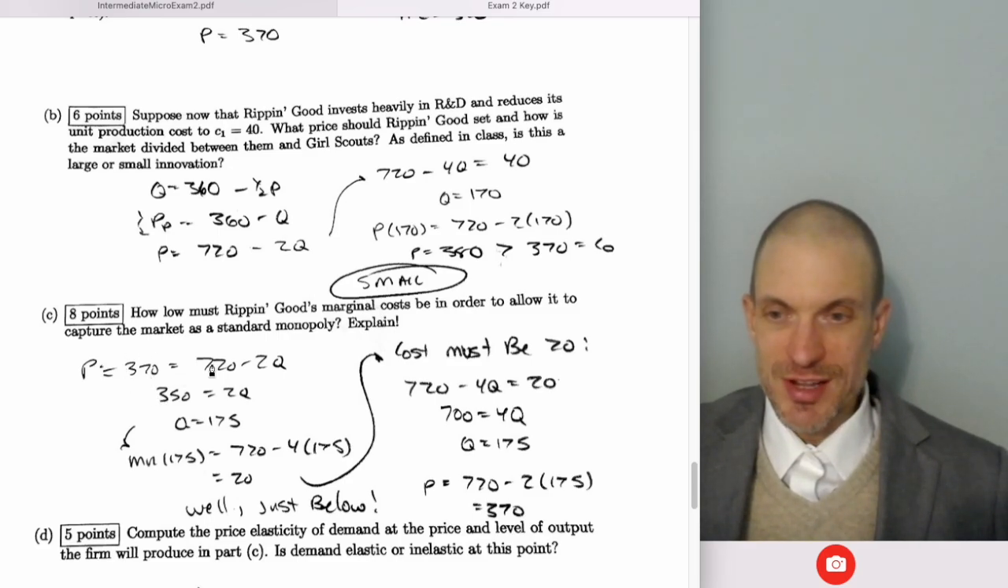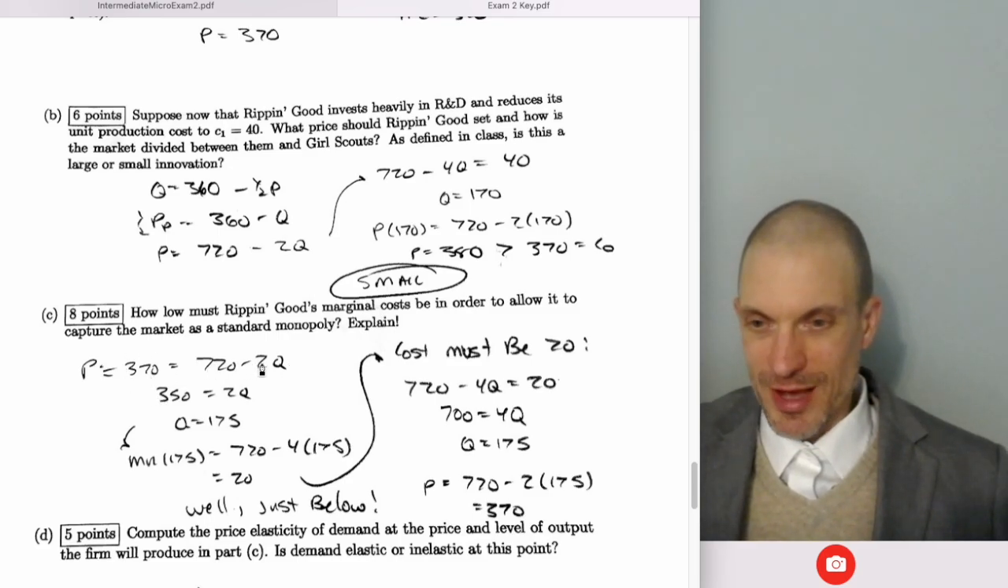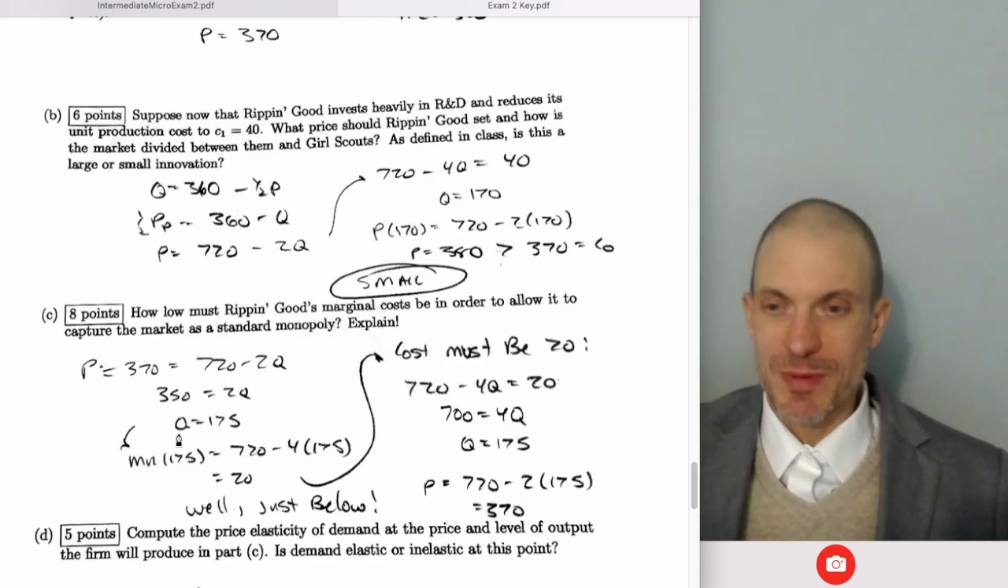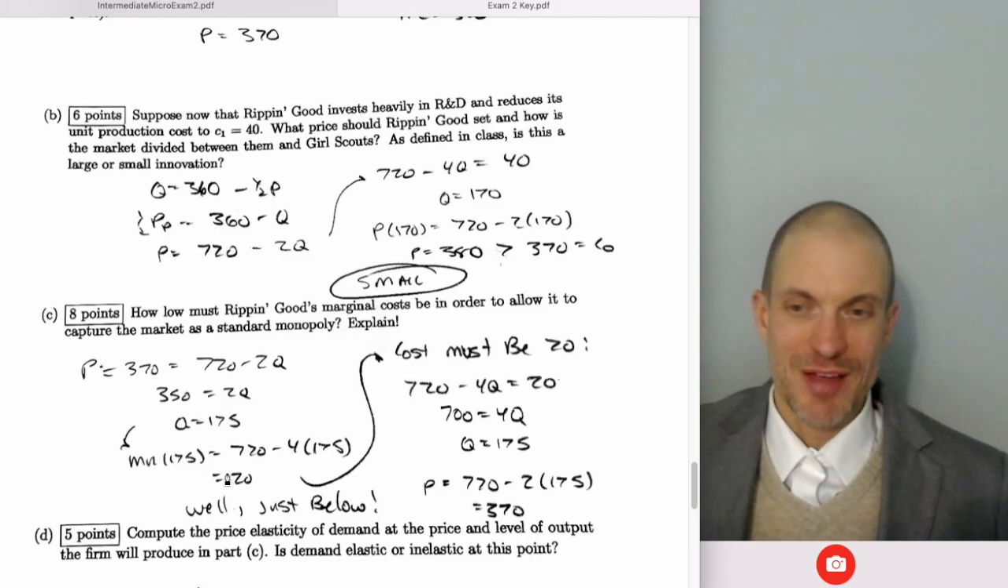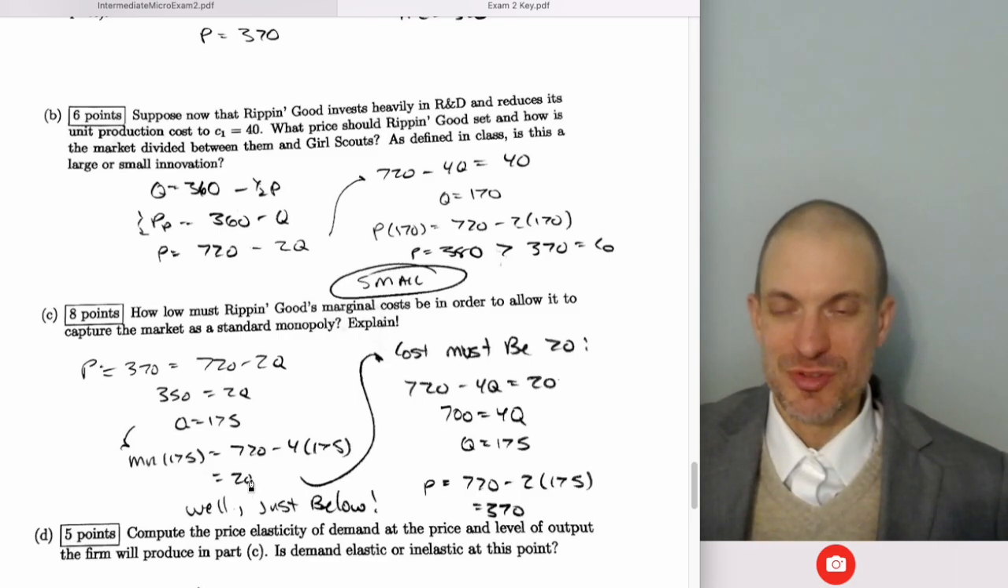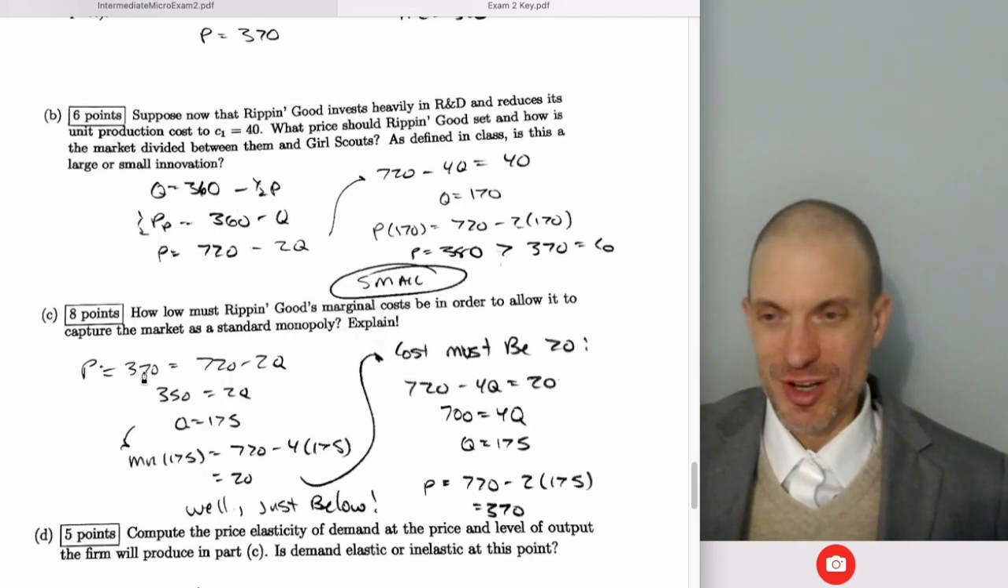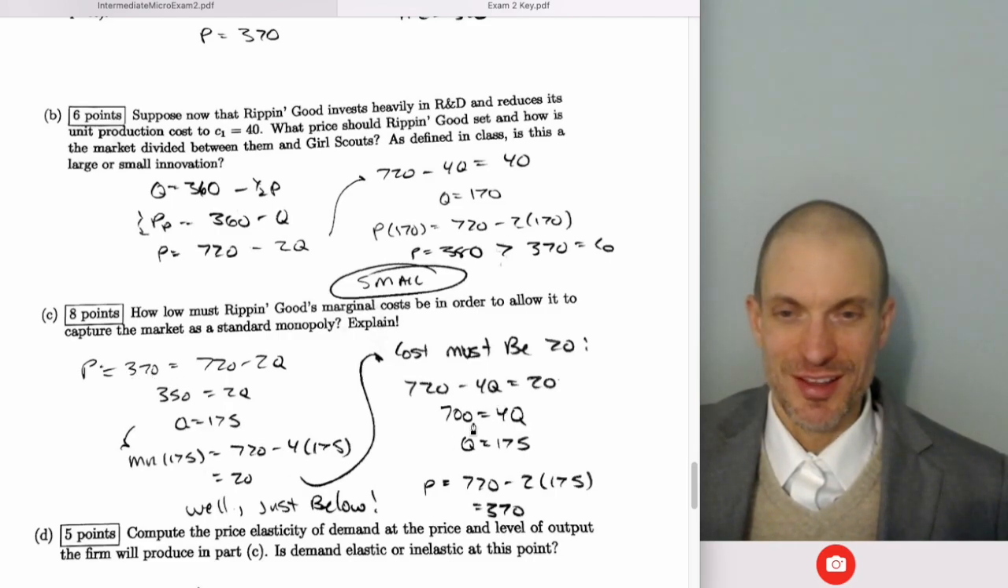So I set 370 equal to my inverse demand, and I found the quantity corresponding to this is 175. What would my marginal revenue be if I produced 175? It would be 20. Marginal cost must equal marginal revenue, right? That's the logic. So my cost would have to be just a little bit below 20 to make it optimal for me to produce a little bit more than 175 and price a little bit less than 370 as a monopoly.